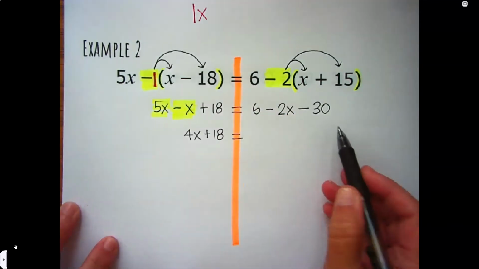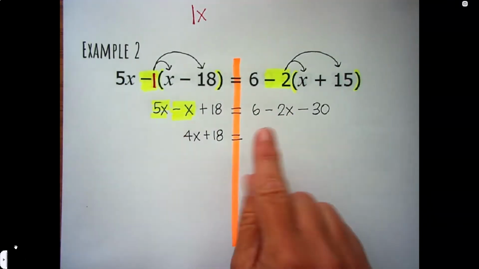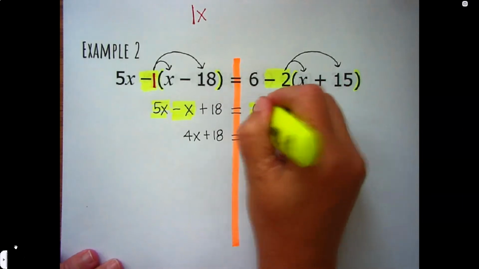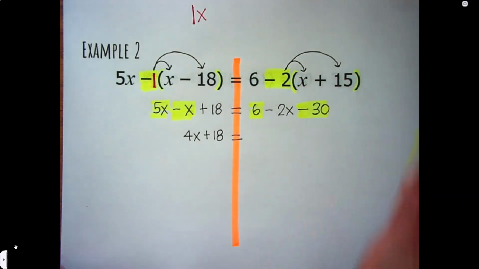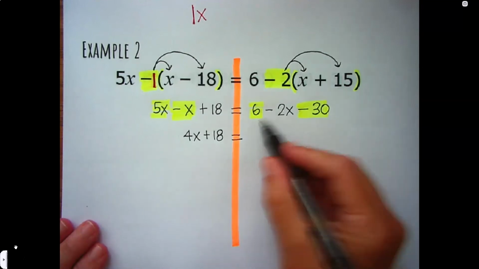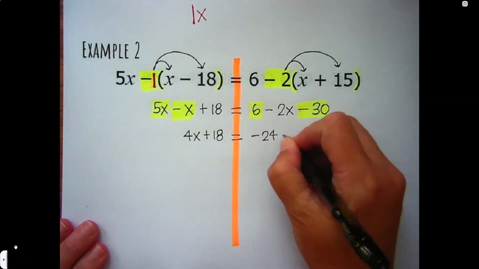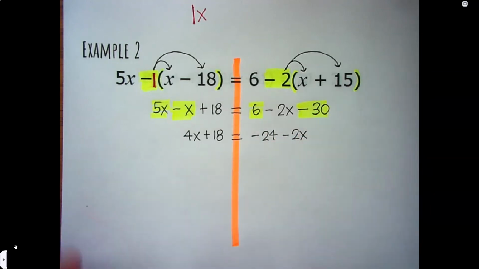Now let's check this side to see if we have like terms. We have 3 terms, 6, a negative 2X, and a negative 30. I see 2 of those are like terms. 6 doesn't have a variable and neither does negative 30. So I can put those 2 together. So 6 minus 30 is a negative 24. And then I have my minus 2x. So I want you to notice after we distribute and combine like terms, how much nicer those two sides of that equation look.